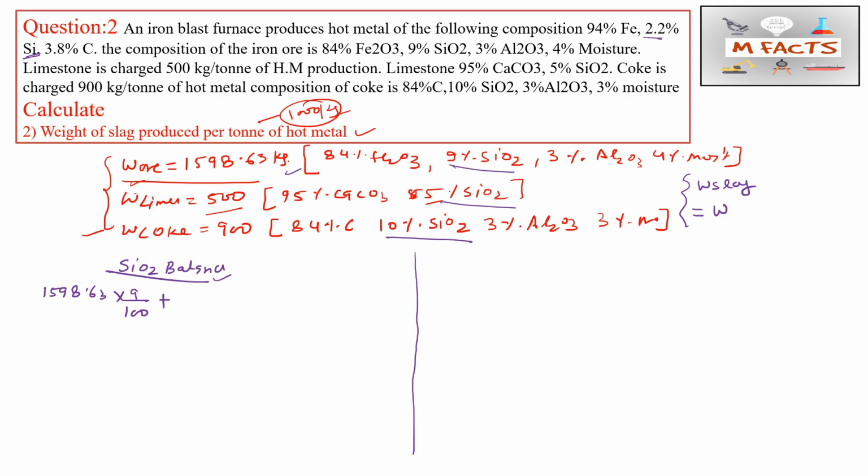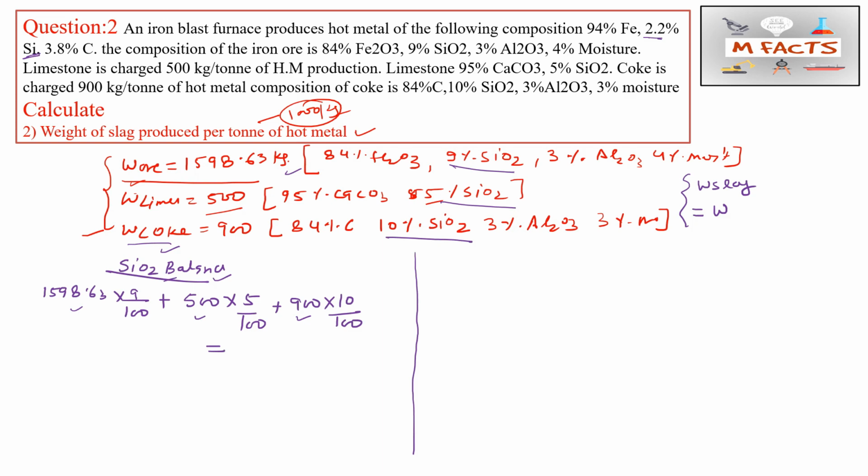Okay, and the next thing is, where is SiO2? In limestone. So the weight of limestone is 500 multiplied by 5% of SiO2. In coke, that is 900 multiplied by 10% by 100. Okay, so this is how we balanced the input side. This is ore, this is limestone, this is coke. We are balancing SiO2, and this Si goes in hot metal.